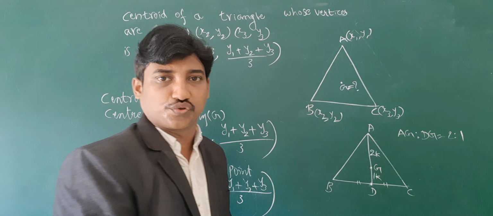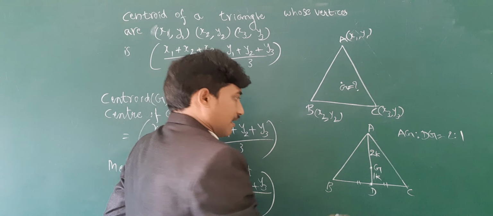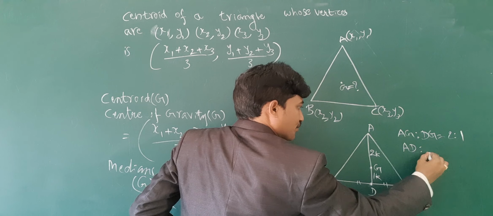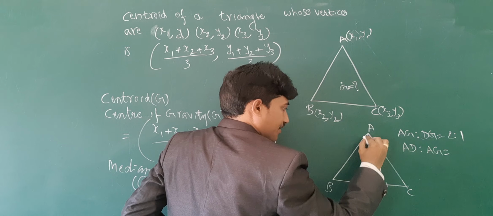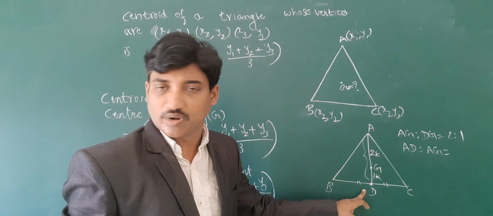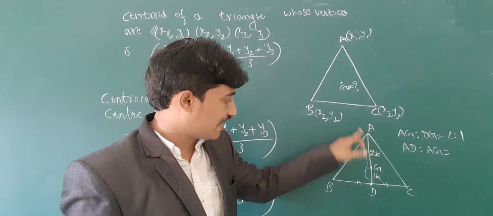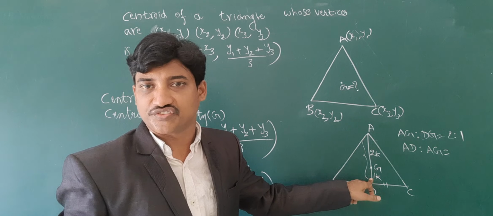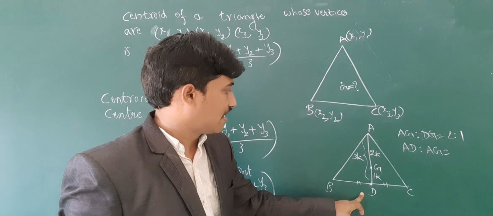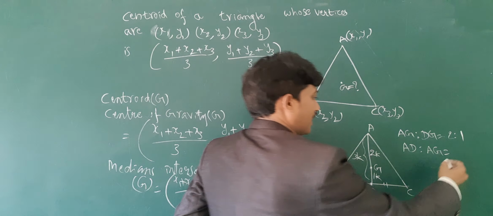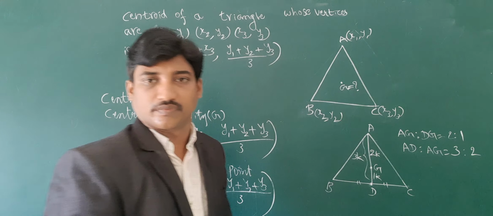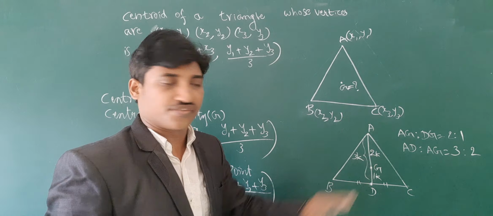AG is to GD is 2 is to 1, and AD is to AZ. AD is to AZ: here AZ is 2k units, ZD is 1k unit. Then AD is 2k plus 1k, that is 3k units. AD is 3k units and AZ is 2k units. So AD is 3 units, AZ is 2 units, 3 is to 2. AD is to AZ is 3 is to 2.